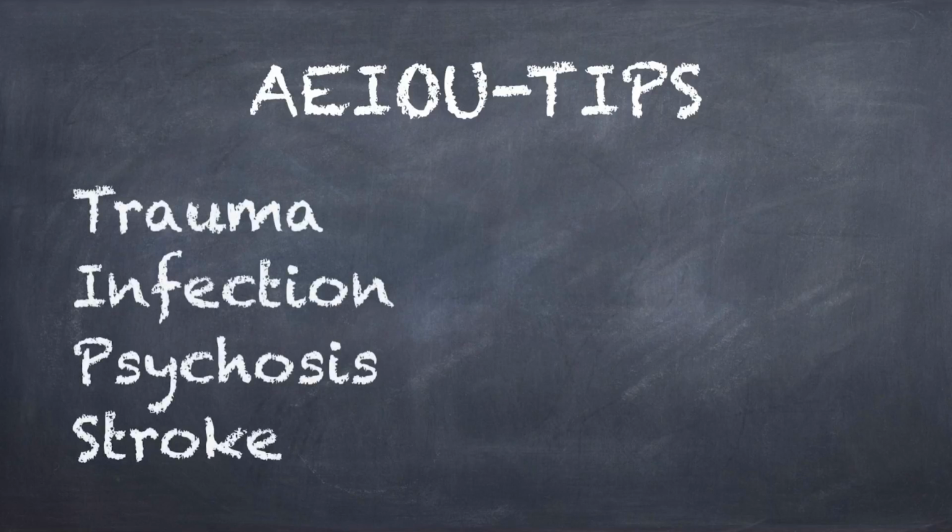The TIPS is T for trauma. Could they have a head injury? I could be infection like meningitis or sepsis. P is psychosis. Could they have something psychologically that is causing an altered mental status? And then S is stroke. Could they have had a stroke and that's what's causing their altered mental status?